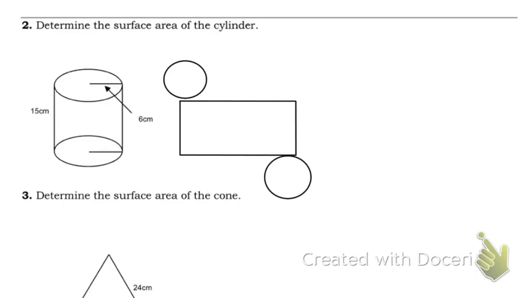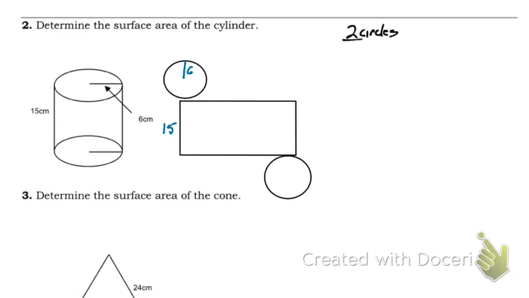Now I'm going to note with the circles, they do give us some information about the circle. They tell us that our radius is 6. And they also give us the height of the rectangle is 15, and those are centimeters. So when I'm determining the surface area of the cylinder, I need to find the surface area of the 2 circles, and I need to find the surface area of the rectangle. Well, the circle should be easy enough. We're doing 2 circles.